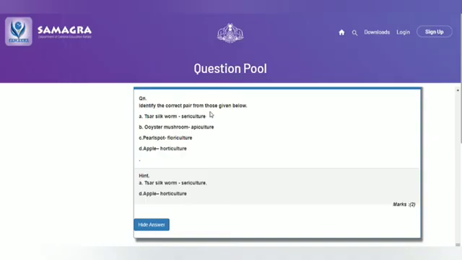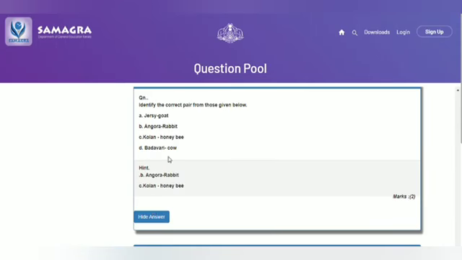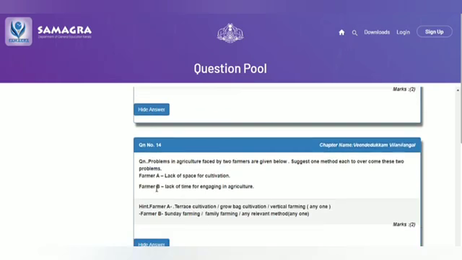Identify the correct pair. Silkworm sericulture, oyster mushroom apiculture, pearl spot floriculture, apple horticulture. So the correct ones are silkworm sericulture and apple horticulture. Identify the correct pair from this: Jersey goat, Angora rabbit, Colon honeybee, Badavari cow. The correct one is Angora rabbit and Colon honeybee.